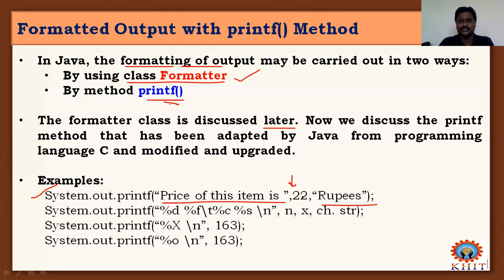Price of this item is 22 rupees. Next, you can use symbolic representations like %d, as we used in the C language, separating these values using a comma, and the same type of cases apply here also.